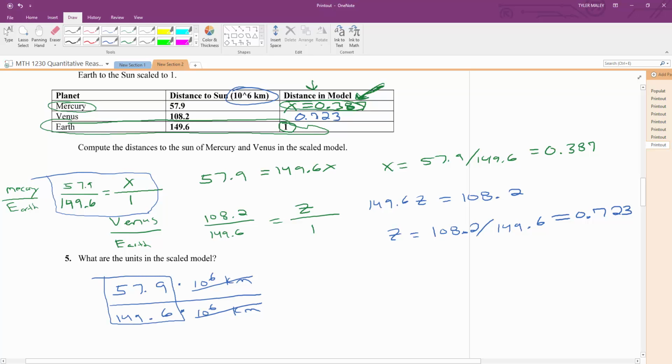So this distance in the model is unitless, and this can be very helpful because I can let this be 1 mile, 1 inch, 1 foot, 1 centimeter, whatever you want it to be. As long as you're using the same unit for all three things, it will keep the same ratio. That's the key: all of these must have the same units when you build your model.